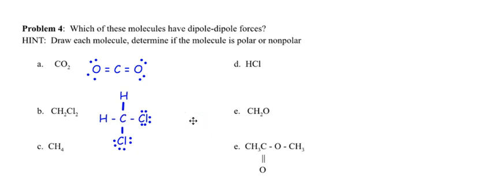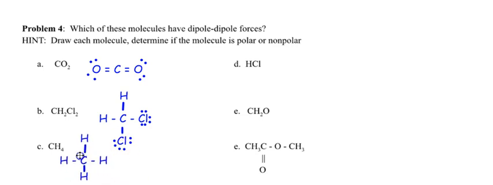The next one is here. And what's happening? We have a polar molecule. Why? Because it is not symmetrical. I have 2 hydrogens and 2 chlorines, not symmetrical. And this right here and this right here are polar bonds. So yes, this is a polar molecule with dipole-dipole and London dispersion, but your stronger one is going to be dipole-dipole.